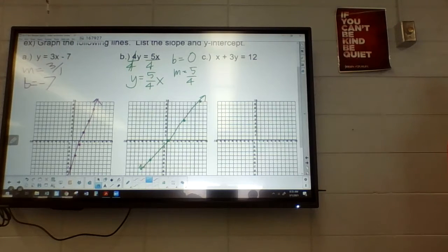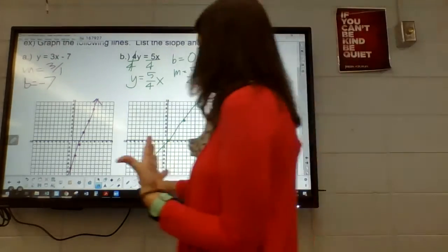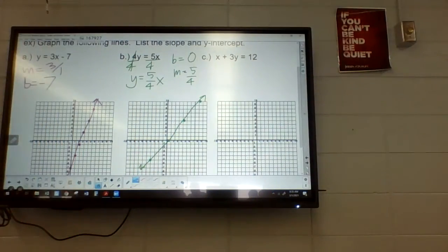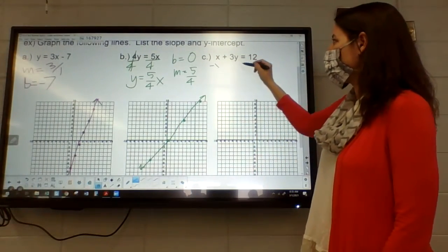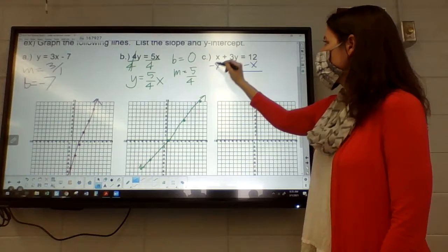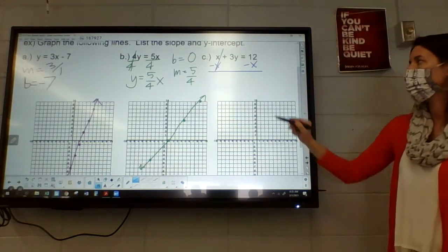All right, and letter C, probably the toughest of all three of these. We have to get it in slope-intercept form first. So what are we going to do? Move the X. There you go. I would, yes. So I'm going to move that X away again, because I want it to be in y equals mx plus b form.